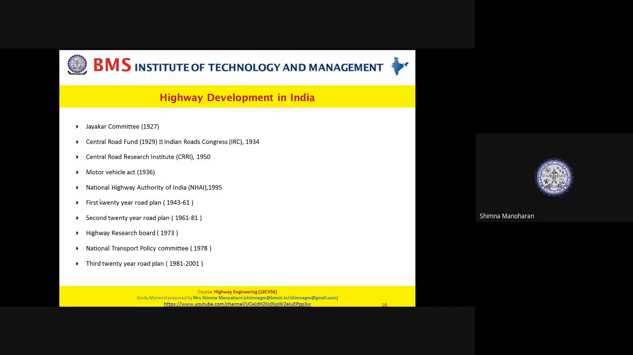Next we have highway development in India. These are the major breakthroughs that have happened in highway development. First was the Jayakar Committee, then from the Jayakar Committee, the Central Road Fund, the Indian Roads Congress, and the Central Road Research Institute were developed. Then you have the Motor Vehicle Act of 1939, the National Highways Act, Road Plans, then the Highway Research Board, then the National Transport Policy Committee, and the third 20-year road plan. In the coming sections, we will be discussing the Jayakar Committee, Central Road Fund, Indian Roads Congress, Central Road Research Institute, and Highway Research Board. The next 20-year plan comes in Module 1B.